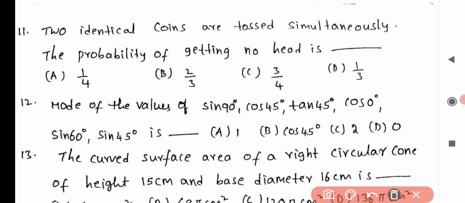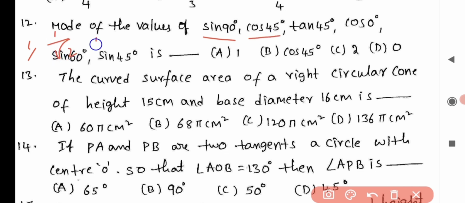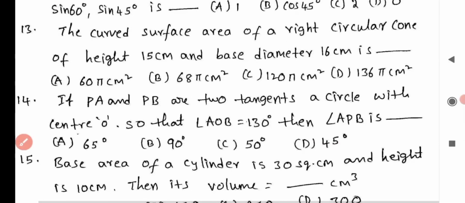Next, 12th one. Mode of the values of sin 90, cos 45, tan 45, cos 0, sin 60, tan 45 is dash. Okay. Sin 90 value 1. Cos 45 means what? 1 by root 2. Next, tan 45 1. Next, cos 0 1. Next, sin 60 root 3 by 2. Next, 1 by sin 45 means 1 by root 2. So what is the repeated number here? Repeated is 1. So what is the answer? 1. So option A.